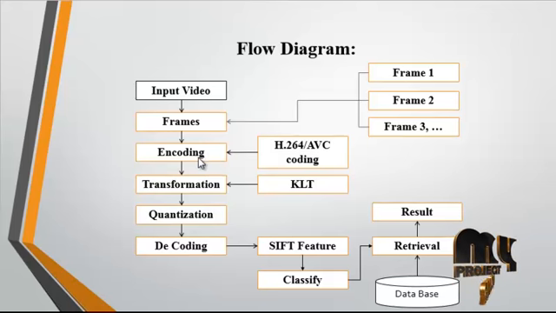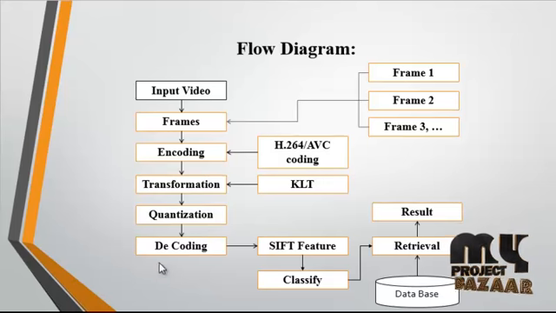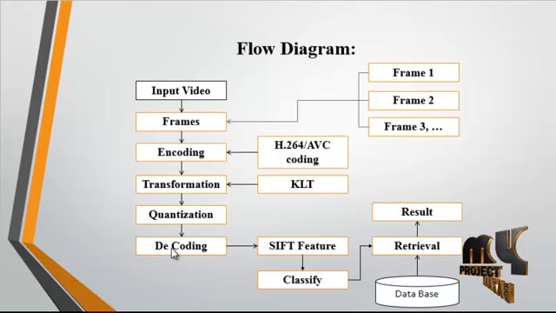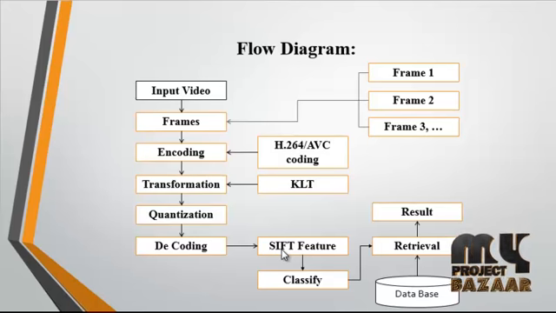After the encoding, the encoded frames undergo the process of transformation. In the transformation, we use the KLT transformation method. After the transformation, the transformed frames undergo the process of quantization. After the quantization, the decoding is undertaken. The decoding is nothing but the decryption. In the decryption part, we have to extract the features from all frames. The feature extraction method we have used in this process is SIFT feature.